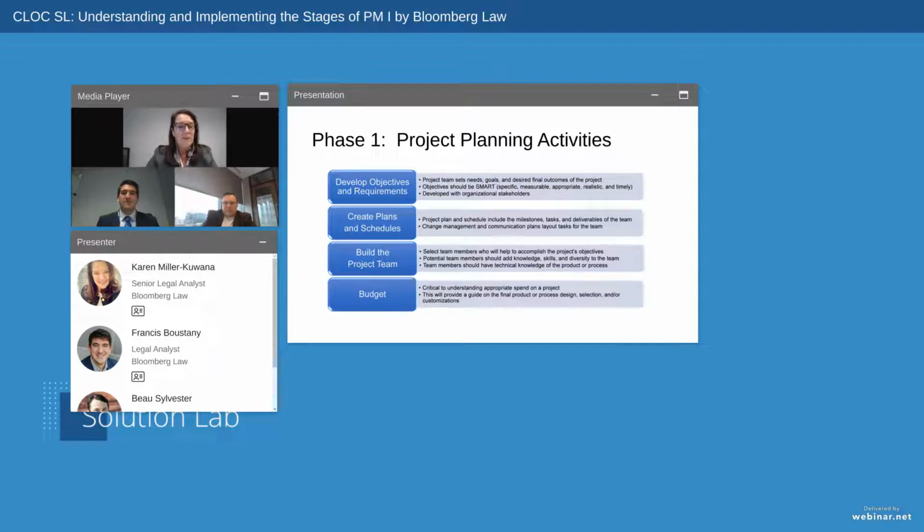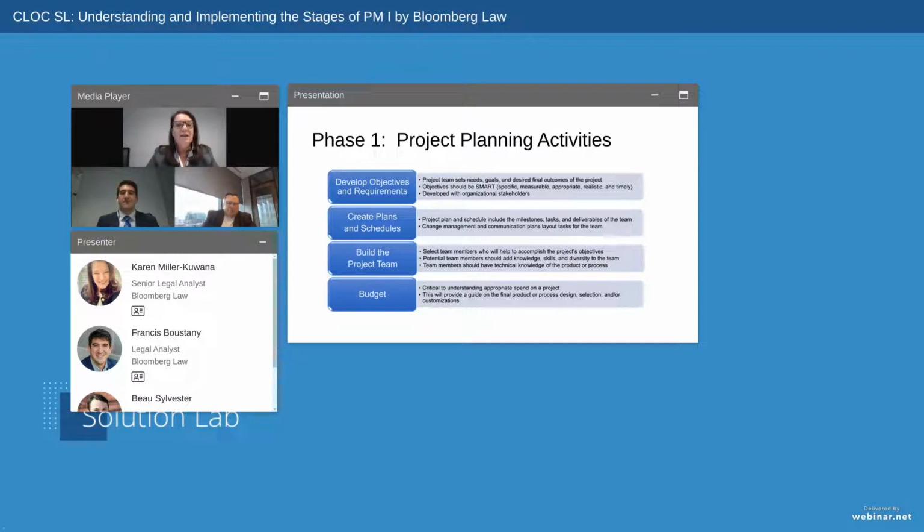First, developing your objectives and requirements, or knowing the story you're going to tell. You want to make sure you develop the project or the matter's objectives and requirements. And the project team will need to meet with these stakeholders or the business unit clients you're working with to define the overall goal and desired outcomes of the projects. And at times you may have to resolve conflicting goals or conflicting desired outcomes and make sure that you come to an objective that everyone agrees on and understands.